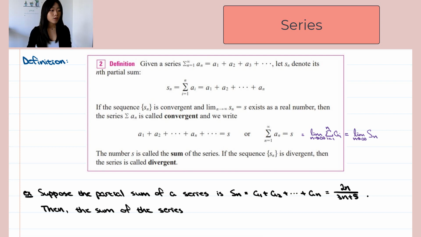Let's look at this example. Suppose the partial sum of a series is given. Sn is a1 plus a2 until plus an, and the formula is given: it is 2n divided by 3n plus 5. Then by the definition, the sum of the series would be the limit of the partial sum. So the sum of the series, S, equals the limit as n approaches infinity of Sn, which is the limit as n approaches infinity of 2n divided by 3n plus 5. We can factor out the n in the numerator and the denominator, and we'll find that this limit equals 2 over 3.